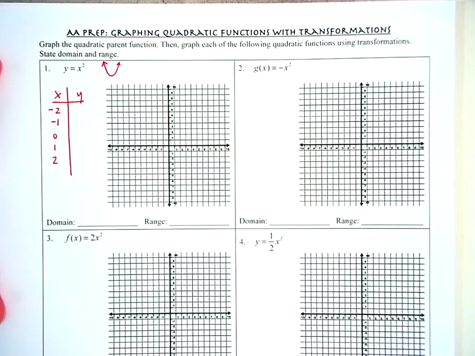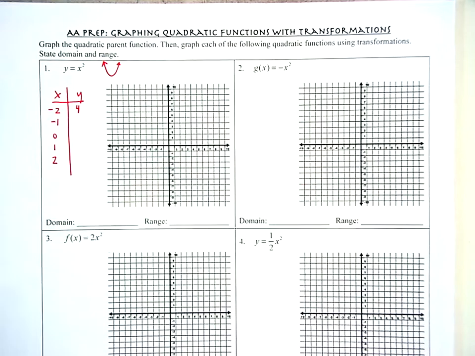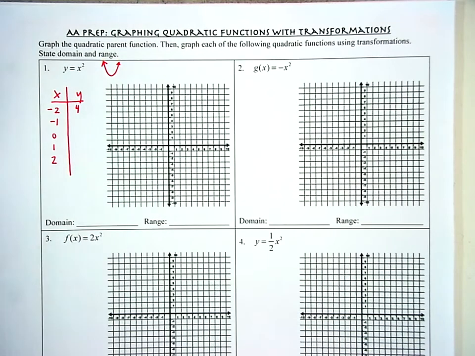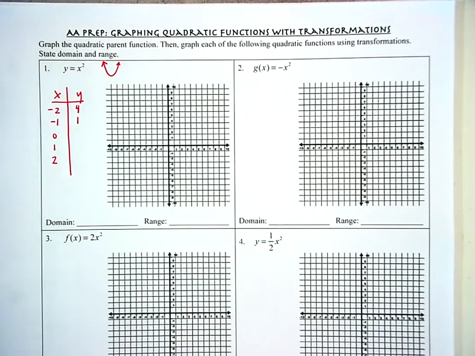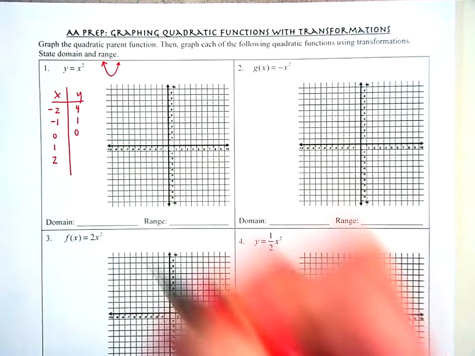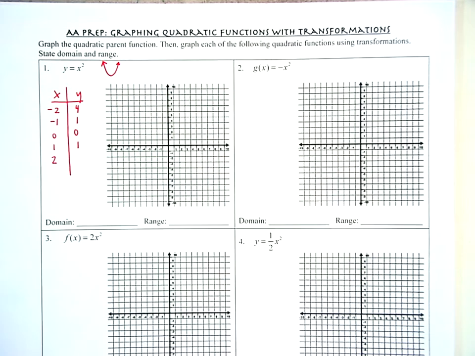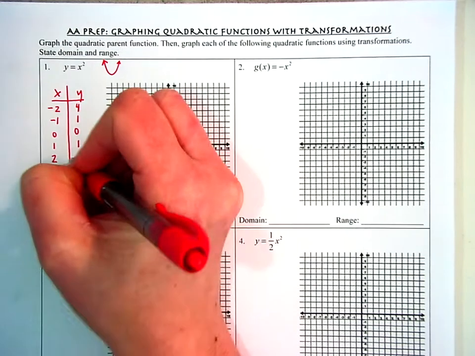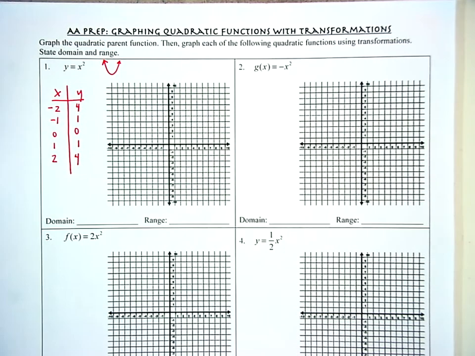So if I plug in a -2 and I square it, it becomes 4. If I plug in -1, as a quantity being squared, I get a +1. If I plug in a 0 and I square it, I get 0. If I plug in a 1 and I square it, I get 1. If I plug in a 2 and I square it, I get 4. So here is my parent function. It's the most basic structure I will ever see a quadratic function in.